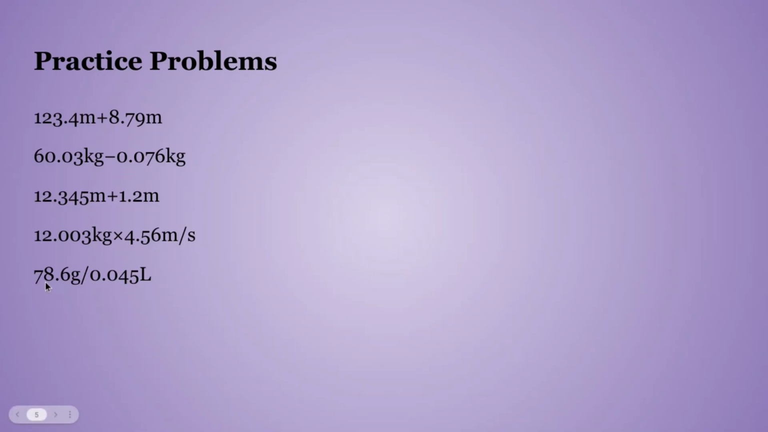Last question, 78.6 grams over 0.045 liters. There are 3 sig figs in the 78.6 because 1, 2, 3 are all non-zero numbers. And then there are leading zeros, which are never significant, remember? And then all non-zero values are significant, so there are 2. The least amount is 2 sig figs. So you would just put that in your calculator, 78.6 divided by 0.045 to get 1746.66667.